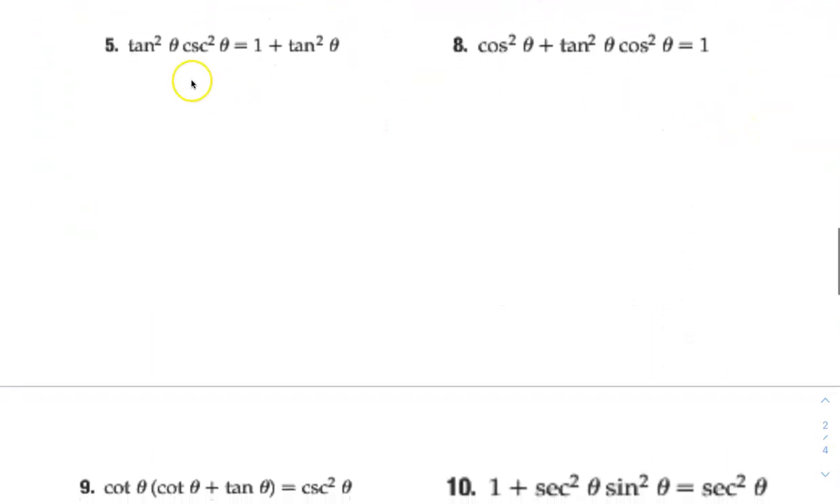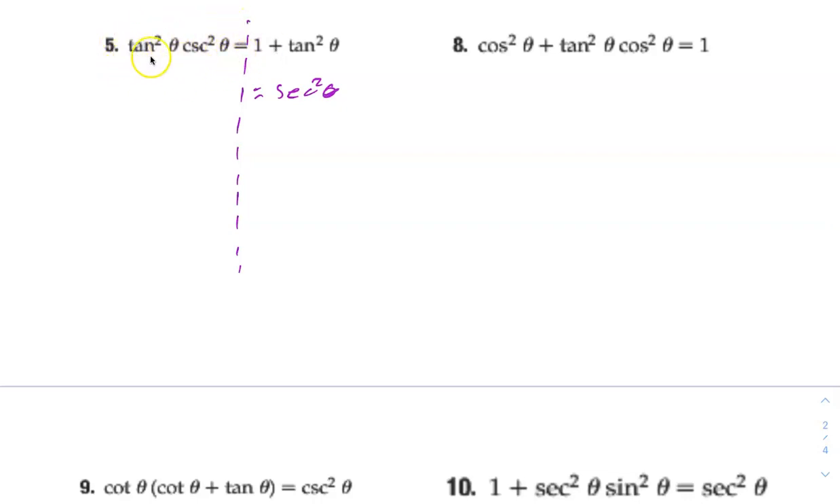Next one. Tan squared cosecant squared equals 1 plus tan squared. Again, I always say this, but there's so many ways to do this. You turn everything to sine and cosine. You can work on one side or the other. I'm going to work a little bit on both sides, I think. So 1 plus tan squared, I know, is secant squared. It's always 1 plus tans, and the cos go together. So 1 plus tan squared goes to secant squared.